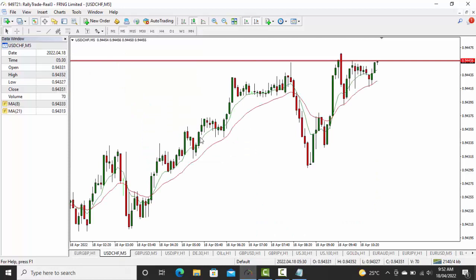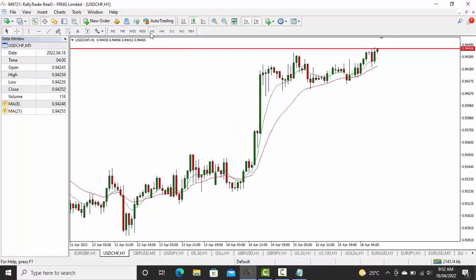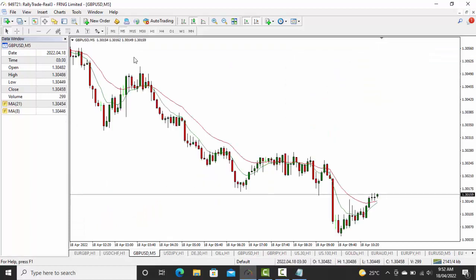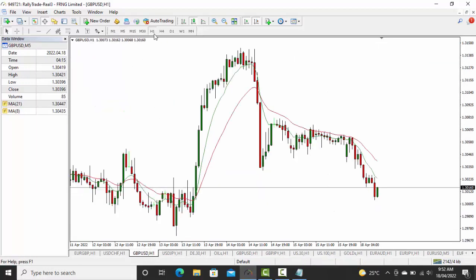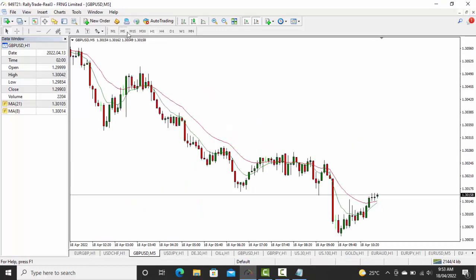Not at all. This is also a buy. I think H1 is also buy. GU, H1 sell. Okay, so let's check M5. M5 price is already trading above the moving average.